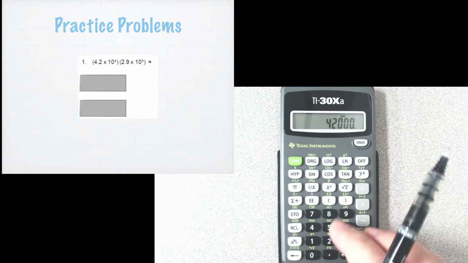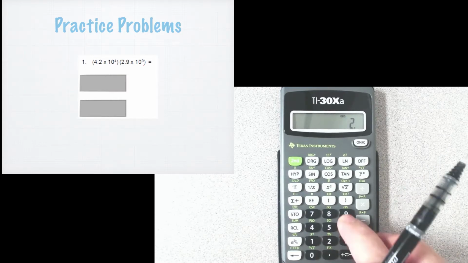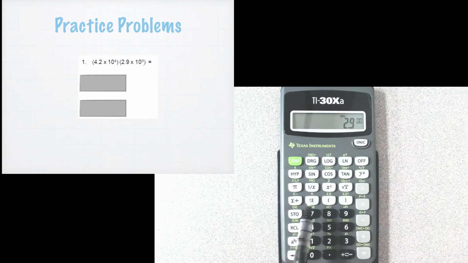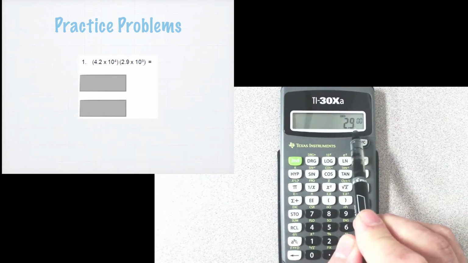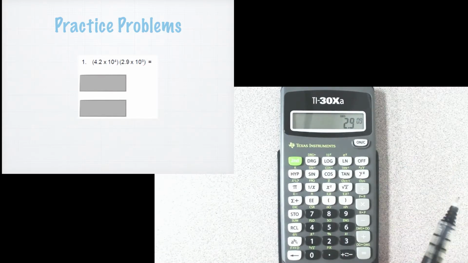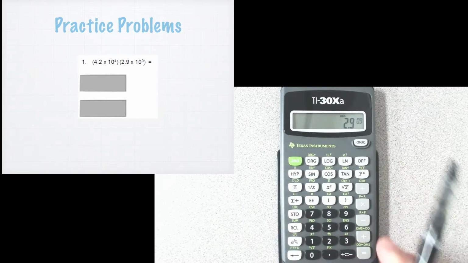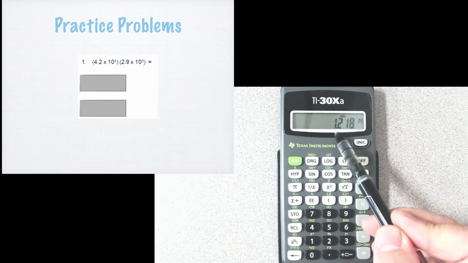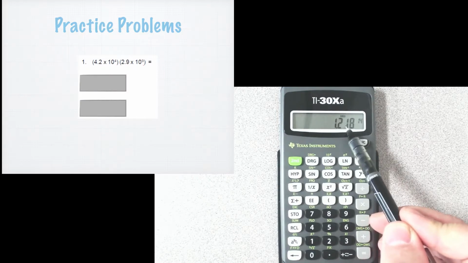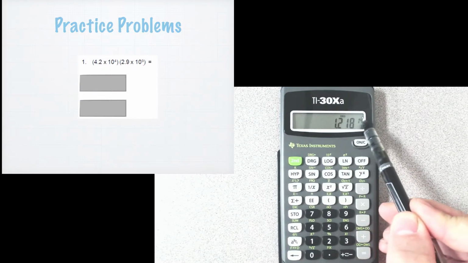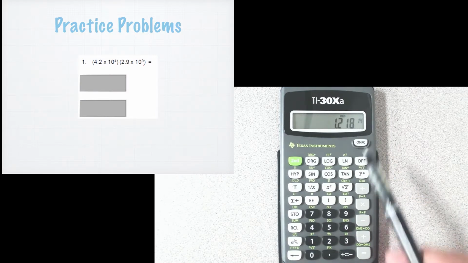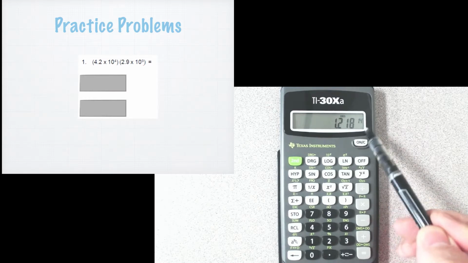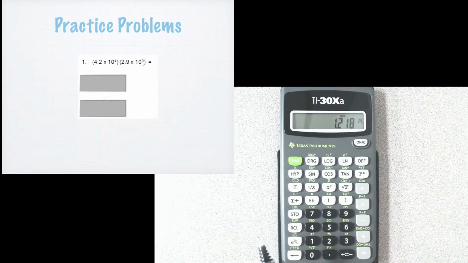Times 2.9, again hit the EE button, times 10, and this is to the ninth power. Okay, so now I have that number in, I hit equals, and see here it gave me a number in scientific notation, 1.218 times 10 to the 14th power. So that's, again, giving this answer in scientific notation.